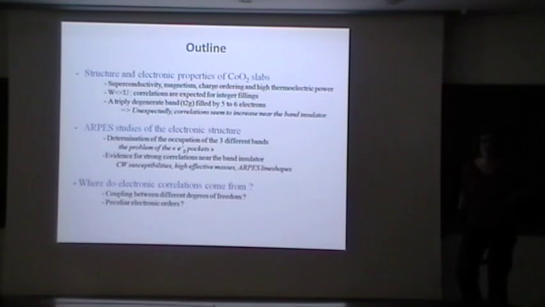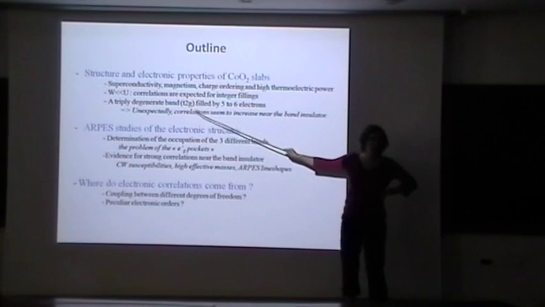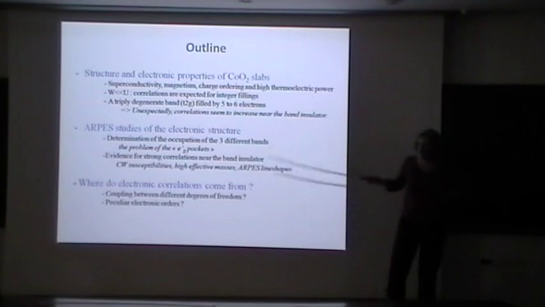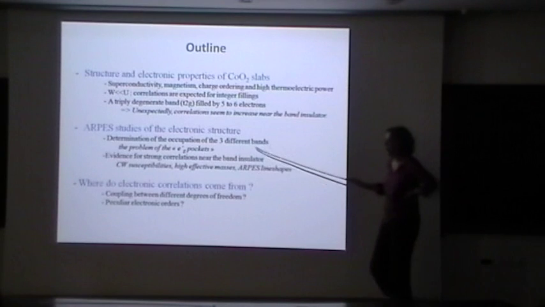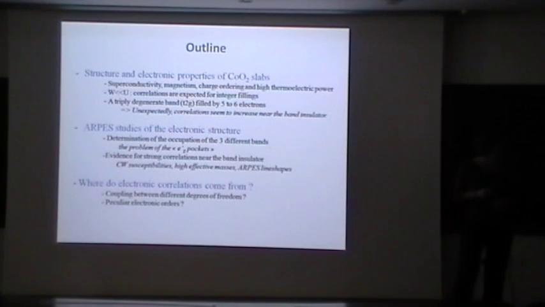So one thing you can do, for example, is to look at the 3 different bands that are supposed to form these T2G bands to see which bands are present at the Fermi level, how many electrons they contain, and all of that, to try to understand the role of the different bands in the properties of this material. So maybe you've heard about the problem of the missing Fermi pockets in these cobaltates. That's something that has been quite much debated, and I will discuss that also.